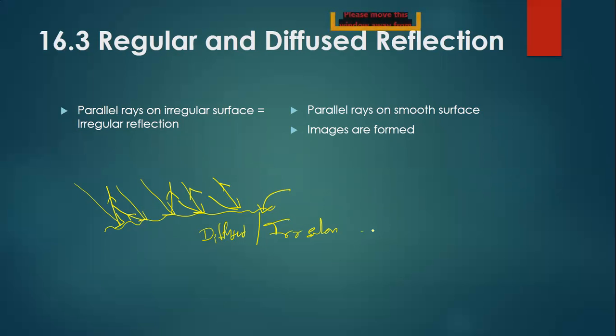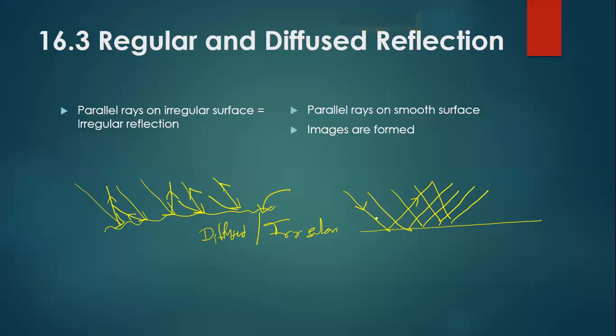And when the surface is regular, if the rays that are incident on it are parallel to each other, you can see that the reflected rays will also be parallel, in a particular direction. So what this gives is regular reflection. So it is totally dependent on the reflecting surface. Okay. Reflection from a smooth surface is called regular reflection. And images are formed by regular reflection.